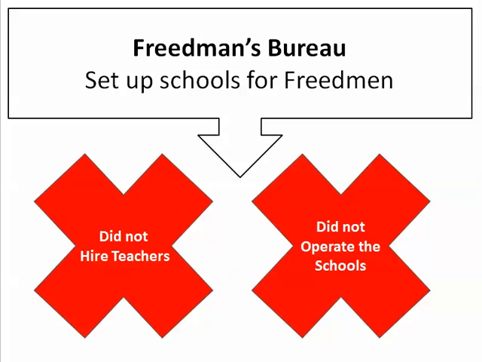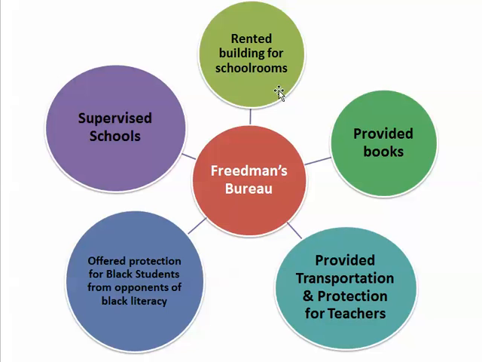Well, what the Freedmen's Bureau did not do, it did not hire the teachers, and it did not operate the schools. So it didn't pay a salary to the teachers, and it didn't pay for the schools to be opened or operated. What did the Freedmen's Bureau do? It rented buildings that had been confiscated to the societies for schoolrooms or classrooms, and it provided books, and it provided transportation and protection for those teachers coming down from the North. And then it offered protection for the black students.